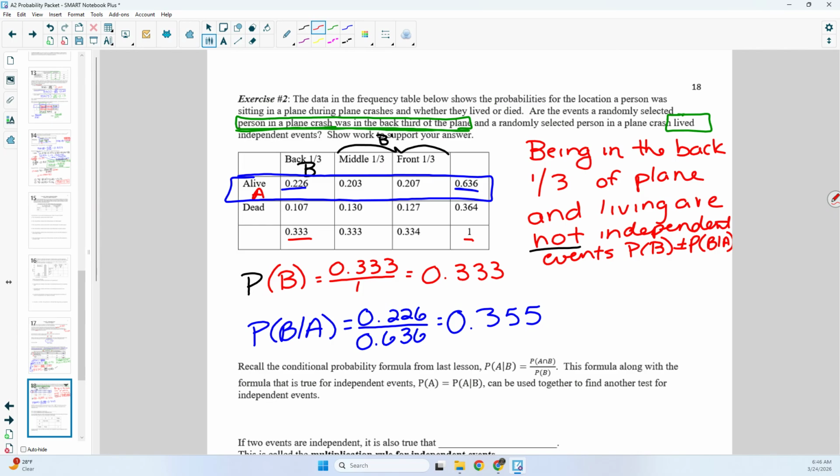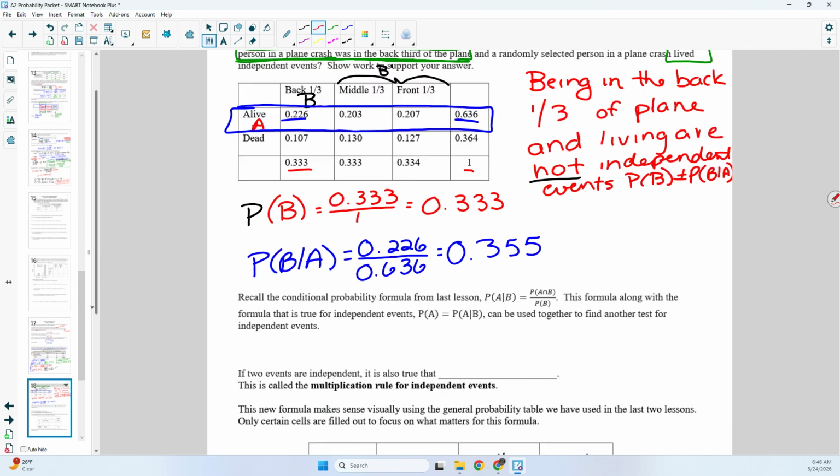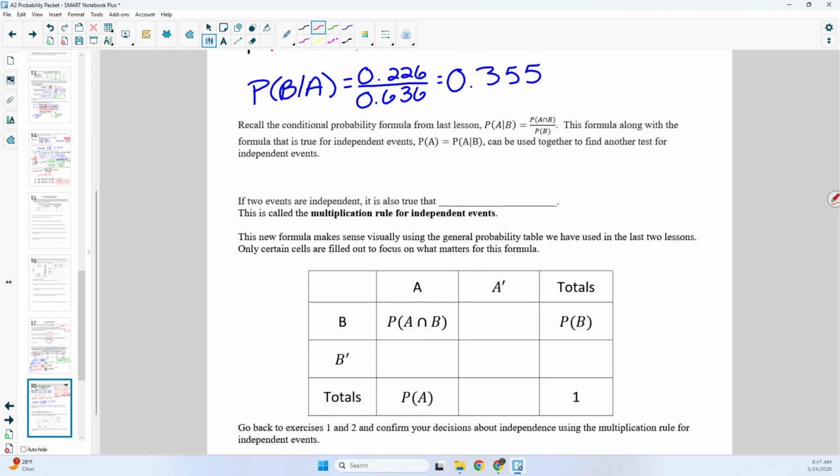So we're going to look, and there's actually another pattern that forms with independent events, and we're going to look at that now. It says, recall the conditional probability formula from last lesson. So this is P of A given B equals P of A and B over P of B. That's a formula we introduced last lesson. This formula, along with the formula that is true for independent events, that P of A equals P of A given B, can be used together to find another test for independent events.